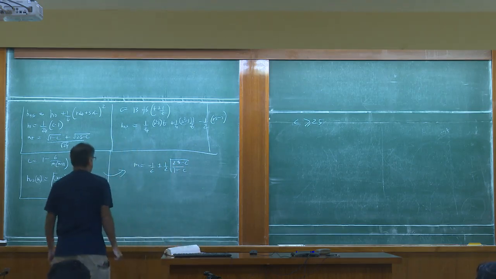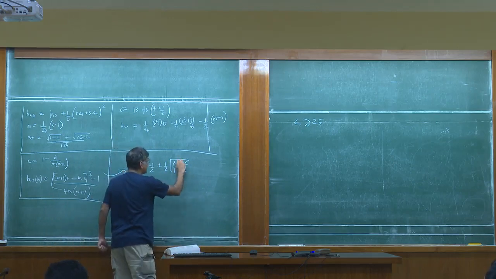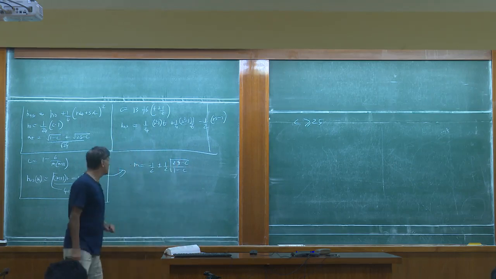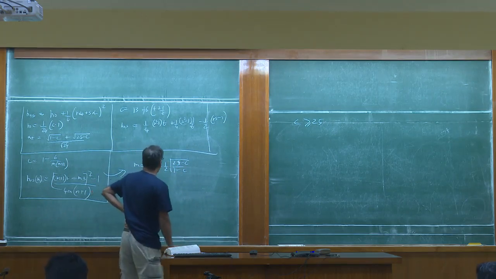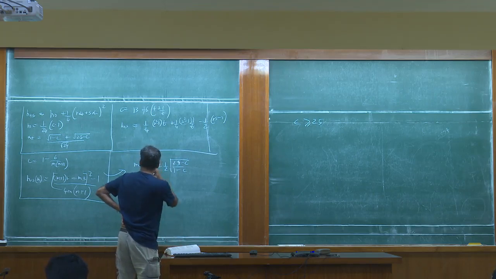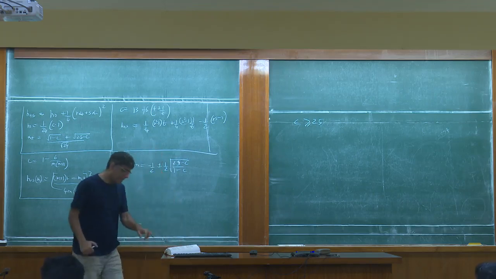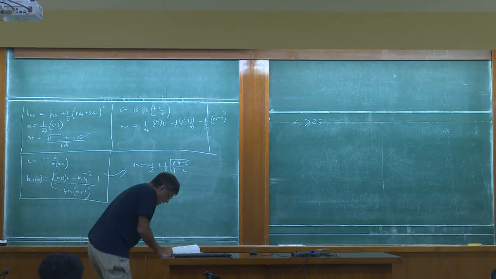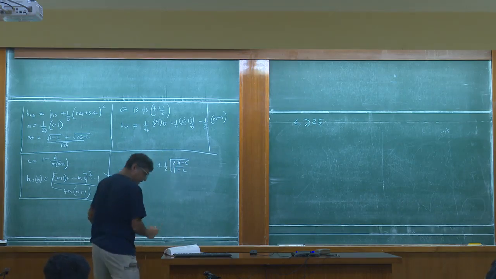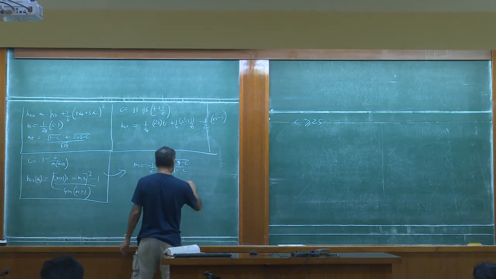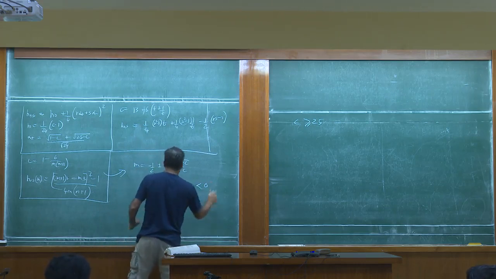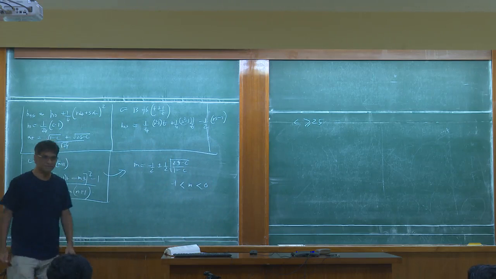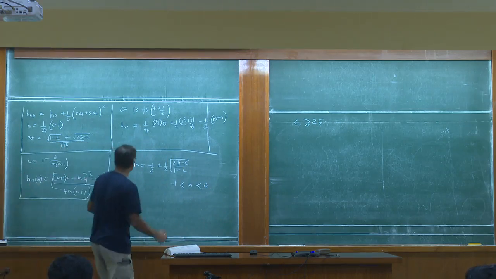Now let's see. Suppose C is greater than 25. Then this quantity here, I want to argue, implies that m lies in the range between minus 1 and 0. Okay, C is greater than 25.